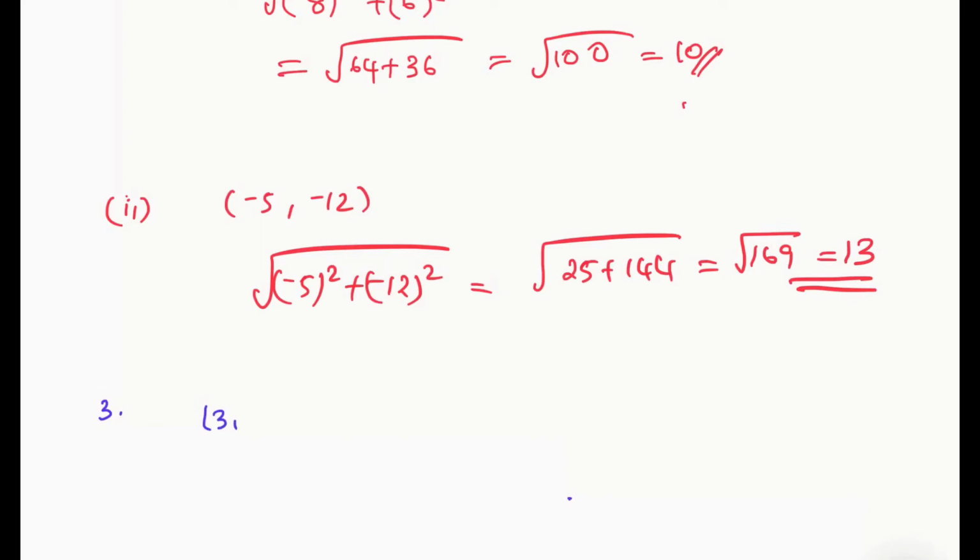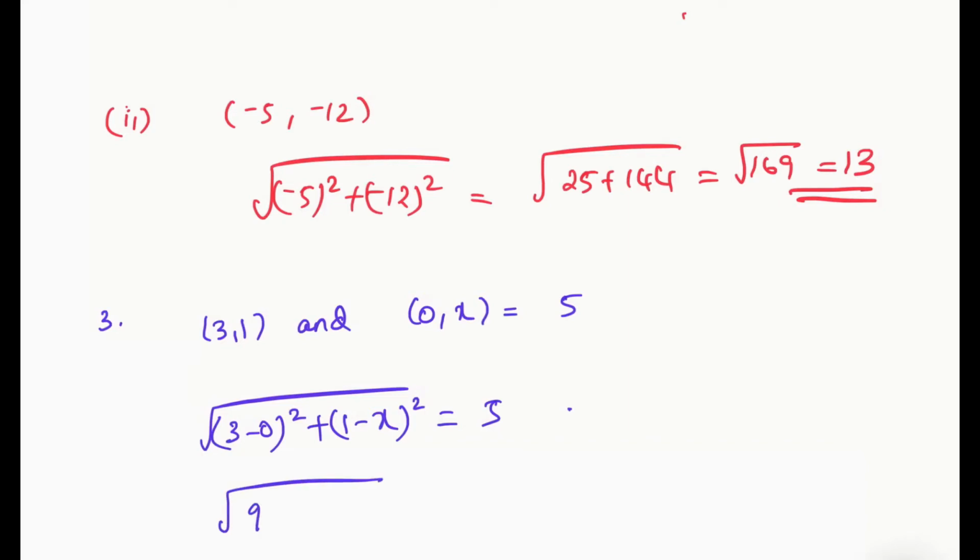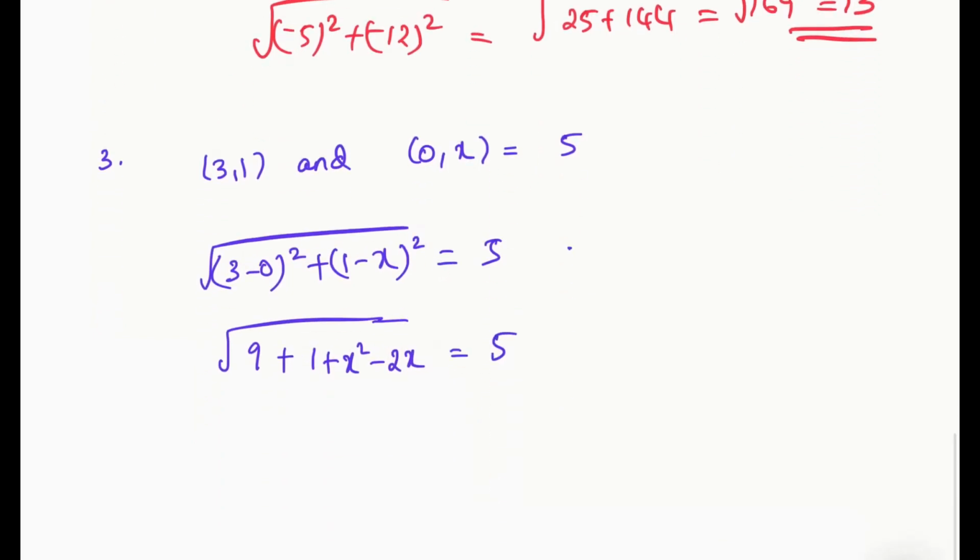Coming to the third main. The distance between the point (3, 1) and (0, x) is 5. Find x. So how can we solve it? We can directly do it like this. Root of 3 minus 0 the whole square plus 1 minus x the whole square equal to 5, correct? So you get root of 3 square is 9, 9 plus 1 minus x, that is a minus b the whole square, 1 square plus x square minus 2x, equal to 5. So you'll get it as root of x square minus 2x plus 10 equal to 5.